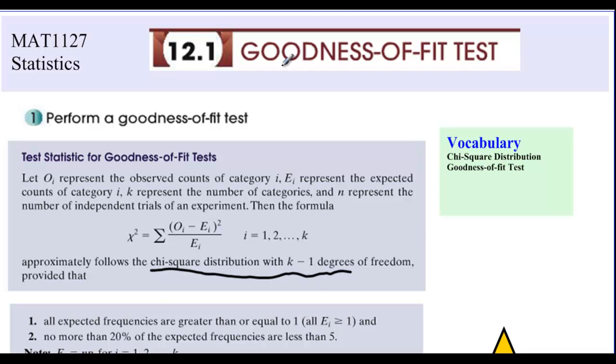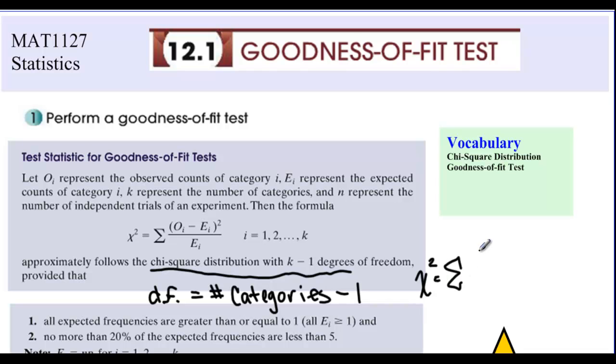So the degrees of freedom for chi-squared are going to be the number of categories minus 1. And then just to simplify this, chi-squared is going to be the sum of the observed minus the expected count, that'll be squared, over the expected count. And we'll do that for all categories.